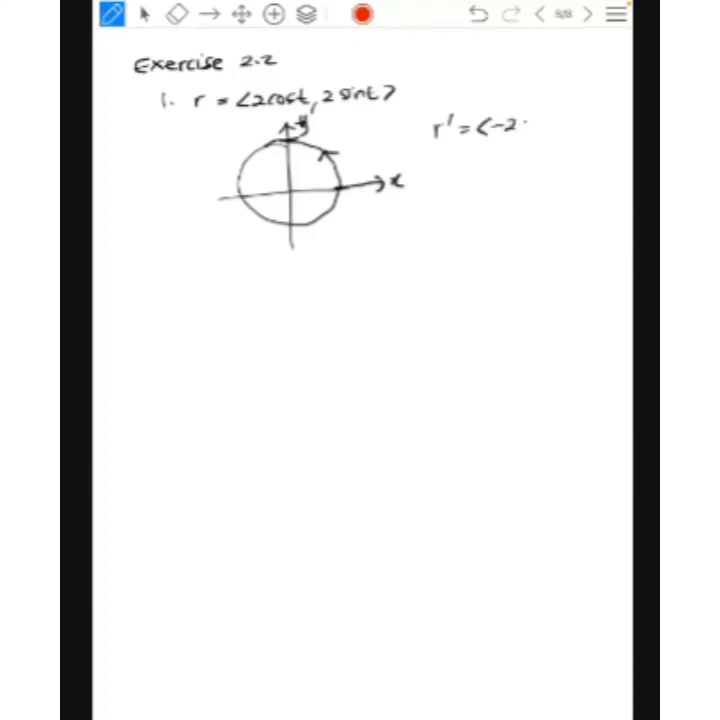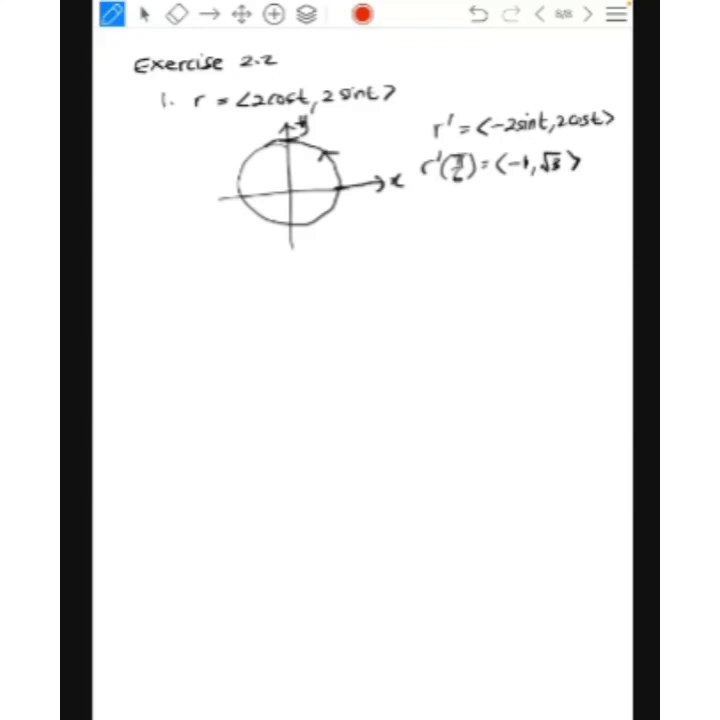So I have negative 2 sine t and 2 cos t. Okay, and then the r prime pi over 6 is equal to, okay, just use your calculator to calculate for negative 2 sine pi over 6, which is negative 1, and then 2 cos pi over 6, which is square root 3.